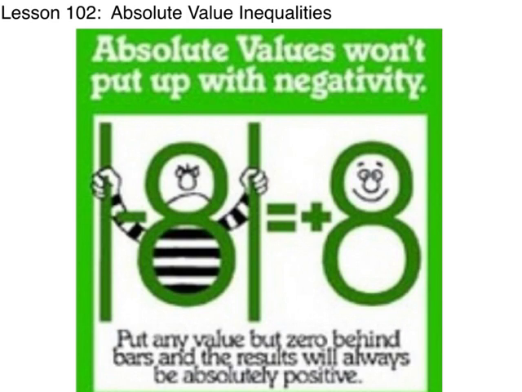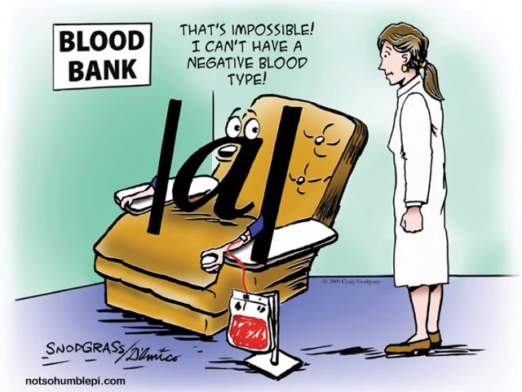Alright, I found this little cartoon. I liked it. Absolute values won't put up with negativity. Put any value but 0 behind bars and the results will always be absolutely positive. Alright, this but 0 is important. Okay, it doesn't apply to 0. Another one. We're at the blood bank and the person sitting in the chair says, "That's impossible. I can't have a negative blood type. That is because I'm an absolute value."